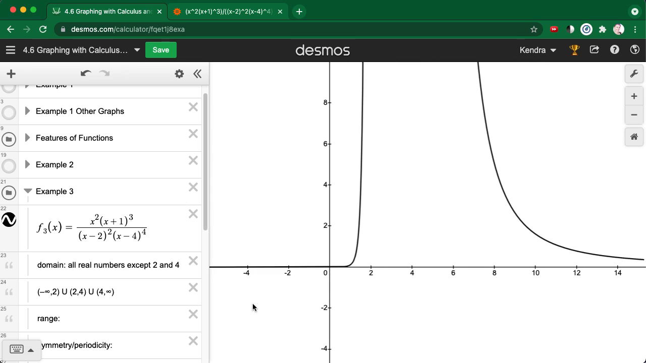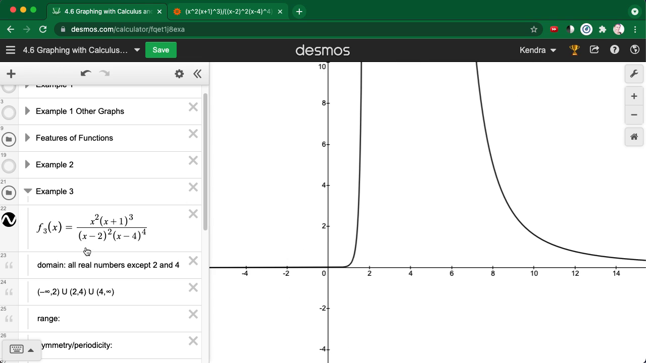The range, it looks like all real numbers greater than 0. Let's see, in fact, it looks like all real numbers greater than or equal to 0. It's hard to say. It looks like we do actually have an x-intercept at x equals -1. So there's something interesting happening here.